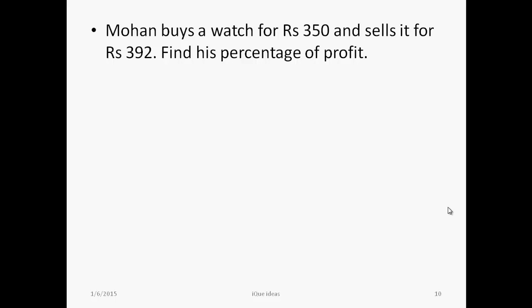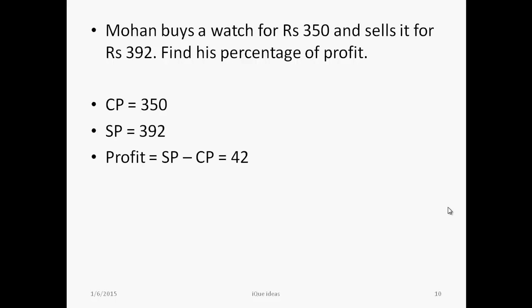Now let's understand all these concepts with a few examples. If Mohan buys a watch for rupees 350 and sells it for rupees 392, what is his percentage of profit? Now this is one of the simplest examples possible. My cost price is 350, sale price is 392, profit is my SP minus CP, which is 42. So my profit percentage is taken over CP as 100%. So my profit percentage calculates 42 is what percentage of 350. So profit by CP, the whole multiplied by 100, gives me my profit percentage as 12.